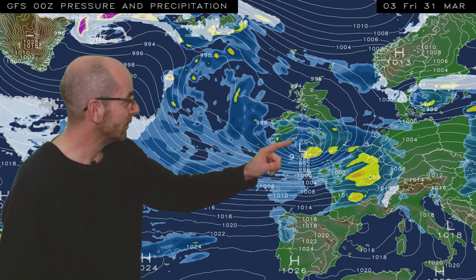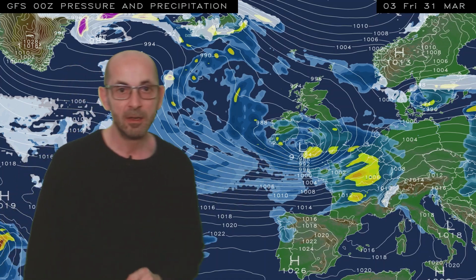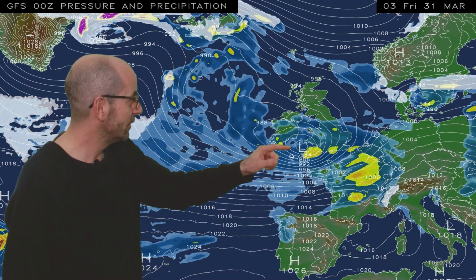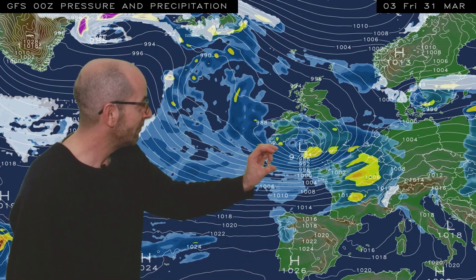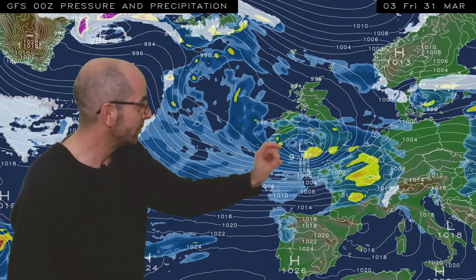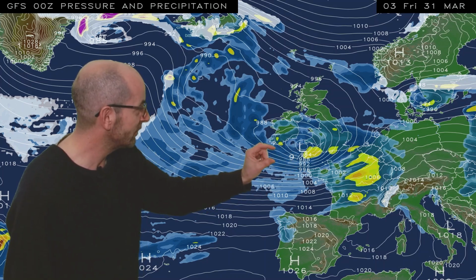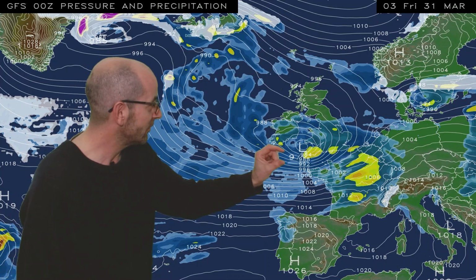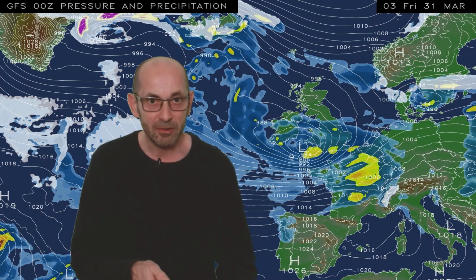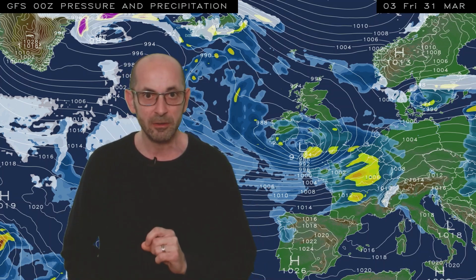out. If it goes a little bit further south, the strongest winds end up in northern France. A little bit further north, and then they track across southern Britain, because the strongest winds are on the southern flank of the low pressure. That's shown by the very tightly packed isobars. The details are uncertain at this stage, but I will come back to this a little bit later on.